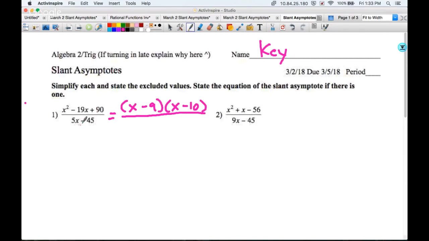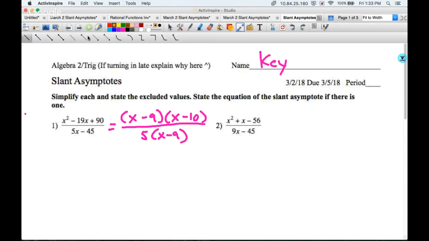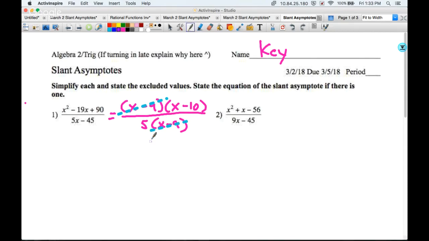divided by, and then the bottom I can factor a 5 out of both of these. So x minus 9 pops out there. Let's go ahead and cross out our factors that cancel. But we need to still keep track of them because they still impact our excluded values. So although this x minus 9 canceled, we still need to take that x minus 9 and set it equal to 0. Or specifically, we're going to say it cannot equal 0 because then we would be dividing by 0.